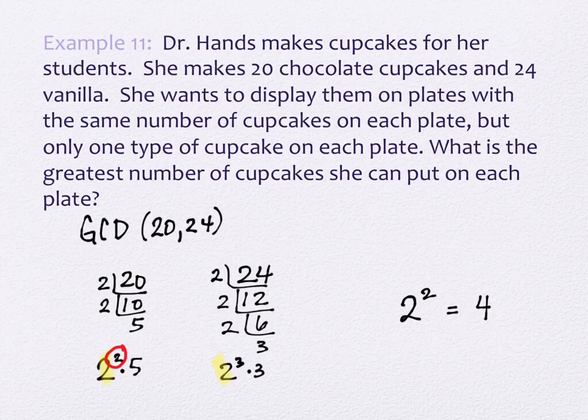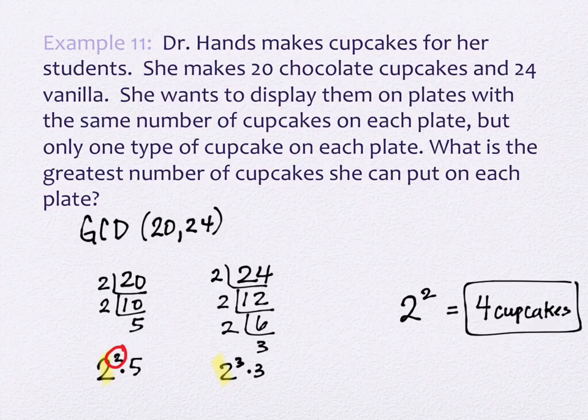4 what? Cupcakes. So imagine what this is literally doing. You're creating plates of cupcakes. There's 4 chocolates or 4 vanillas on each plate, right? The number 4 evenly divides 20. I'd have 5 plates of chocolate cupcakes. I'd have 6 plates of vanilla cupcakes.